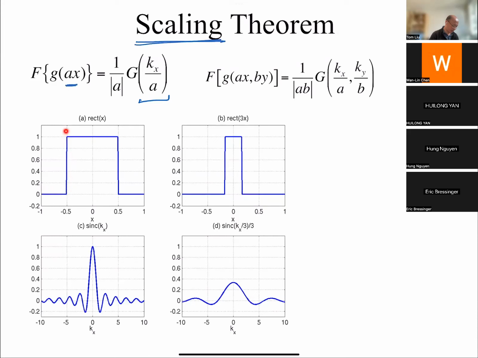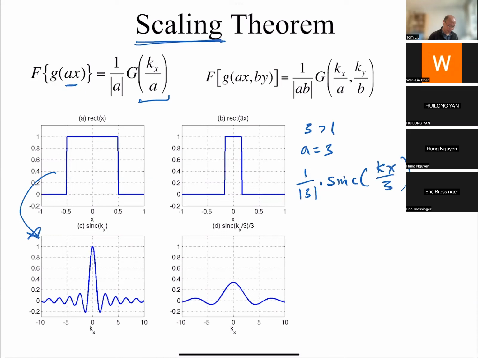Here's rect of x, and here's rect of 3x. Since 3 is greater than 1, I'm actually squeezing that function, so rect of 3x is going to be narrower than rect of x. Here we know rect of x goes to sinc of kx. Now applying the theorem, in this case a is equal to 3, so I get 1 over the absolute value of 3 times sinc of kx over 3.